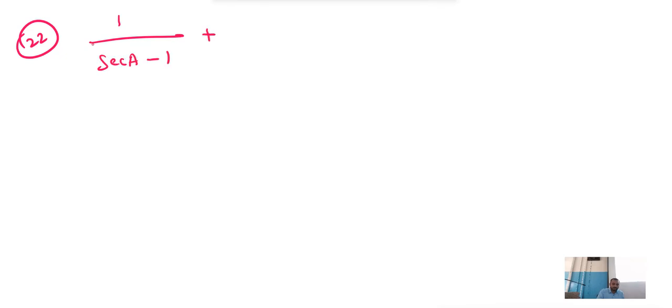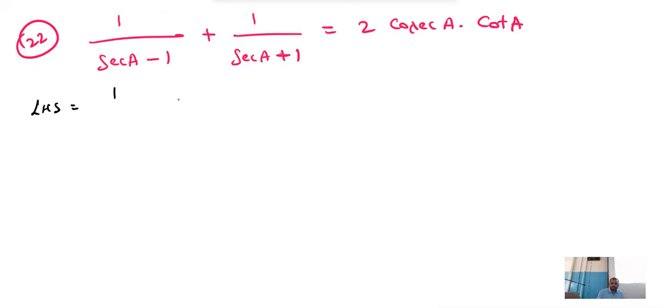Next question, number 22. Prove that 1 by (secant A minus 1) plus 1 by (secant A plus 1) is equal to 2 cosecant A into cot A. Can we try? LHS equals 1 by (secant A minus 1) plus 1 by (secant A plus 1). Shall we take LCM or shall we reduce it? Shall we reduce?